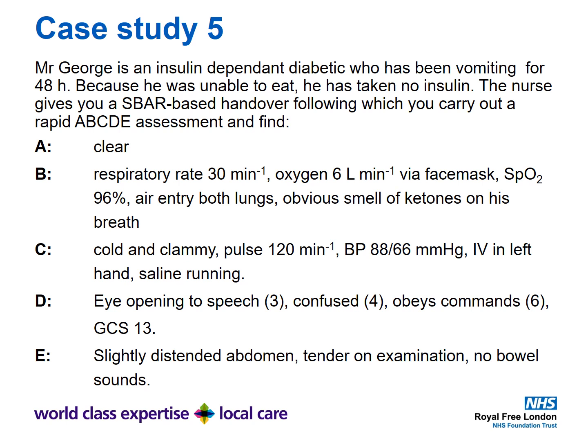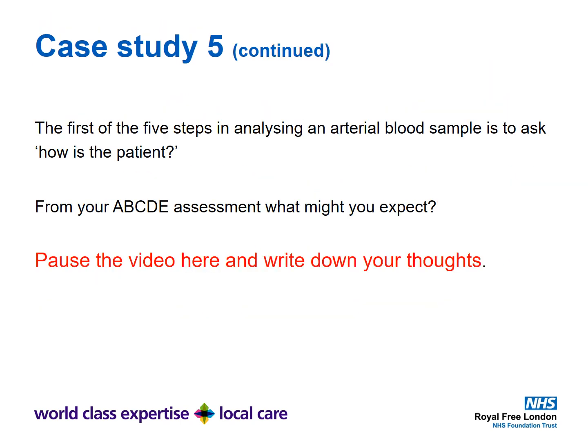Slightly distended abdomen, so again you'd be wanting to think about, is there an intra-abdominal source for his DKA? We don't know the age of the patient, but is it someone who has got mesenteric ischemia, or is it someone who's got diarrhea and vomiting, or a tumour, for example? So think about from your ABCDE assessment what you might expect on a blood gas. Pause the video here and write down your thoughts.